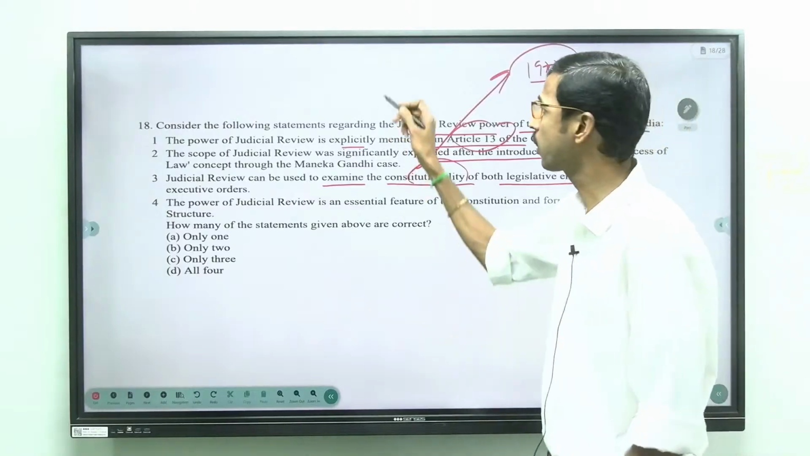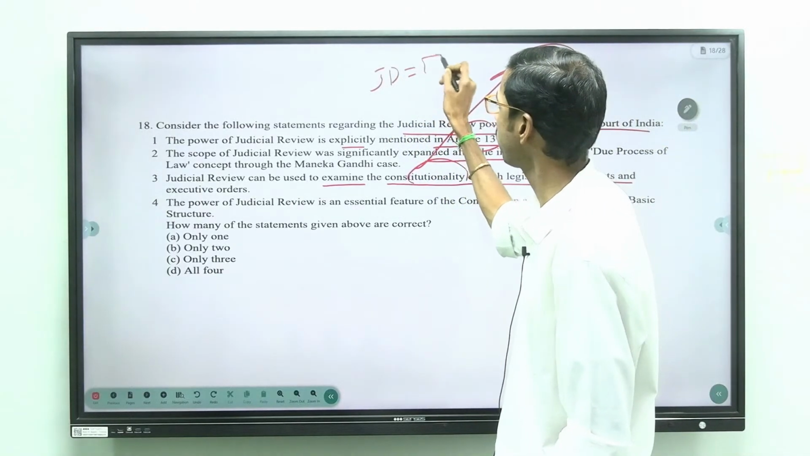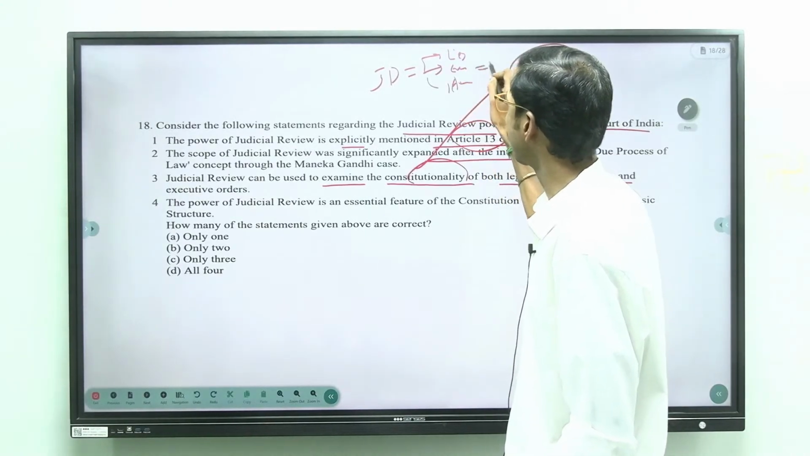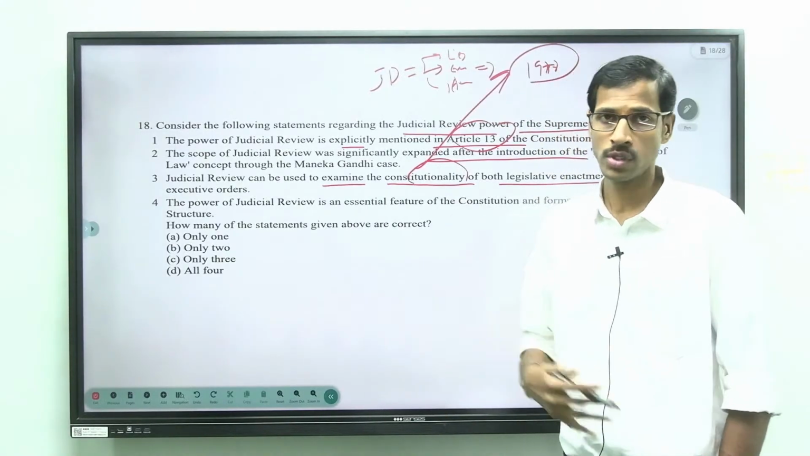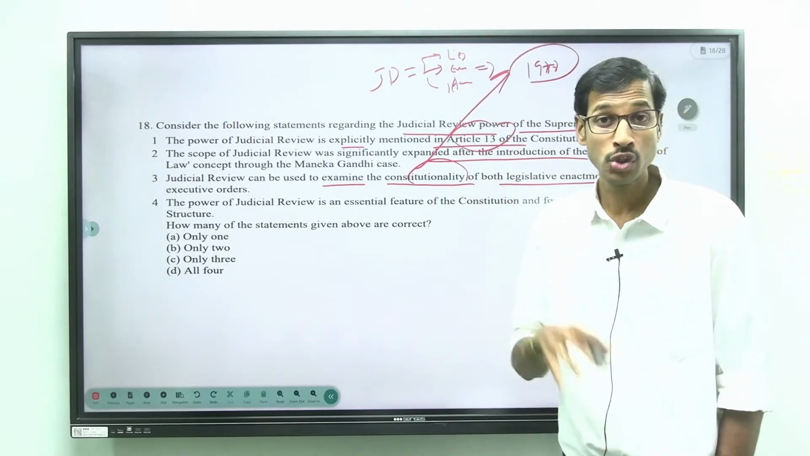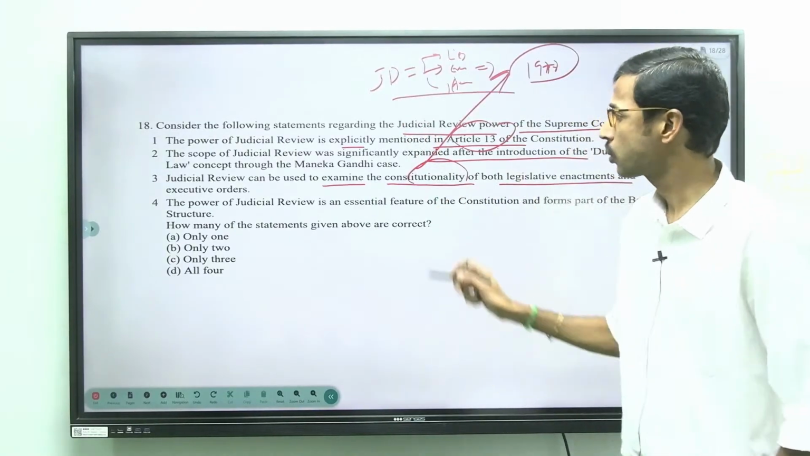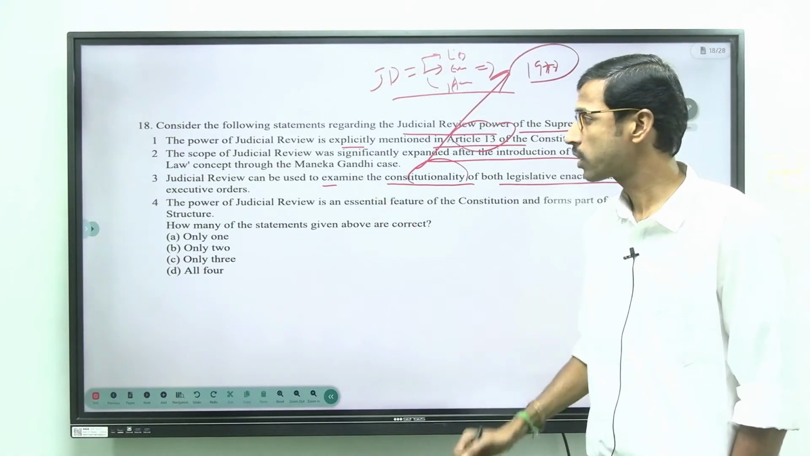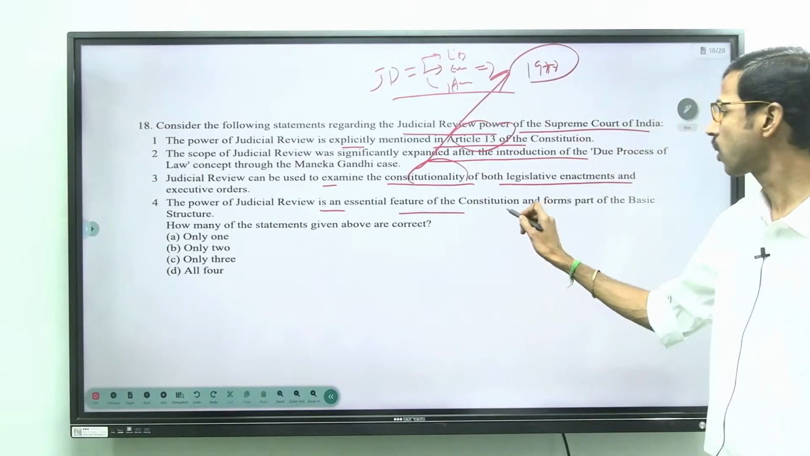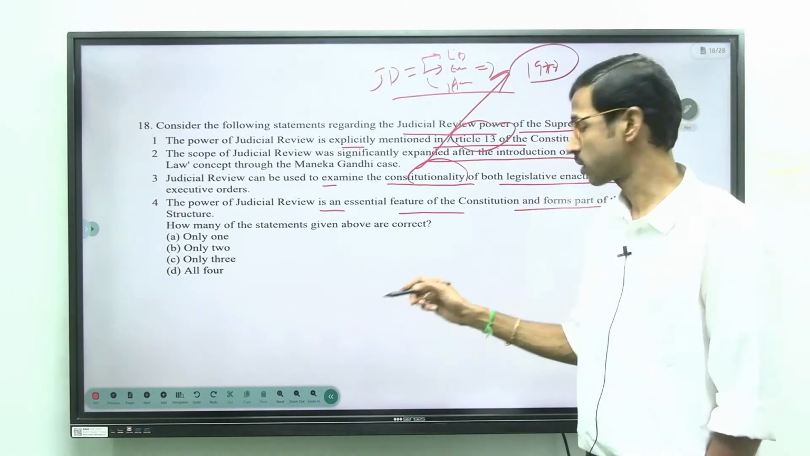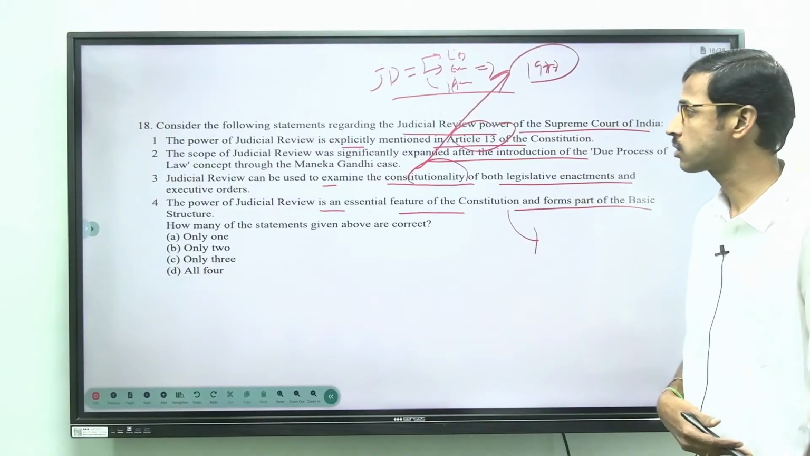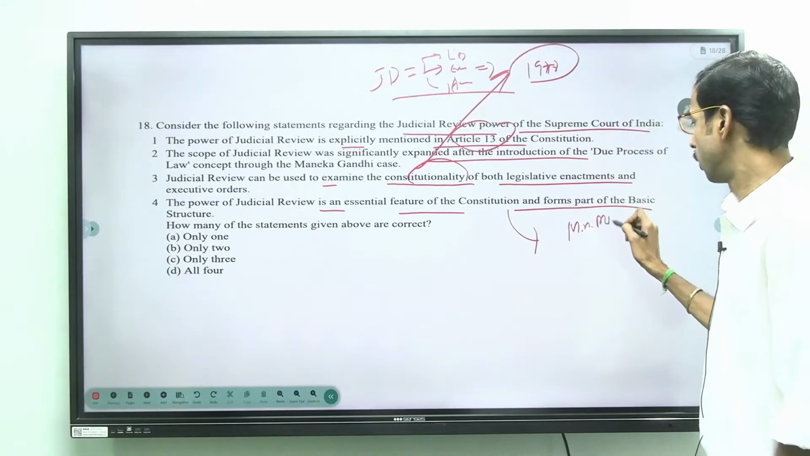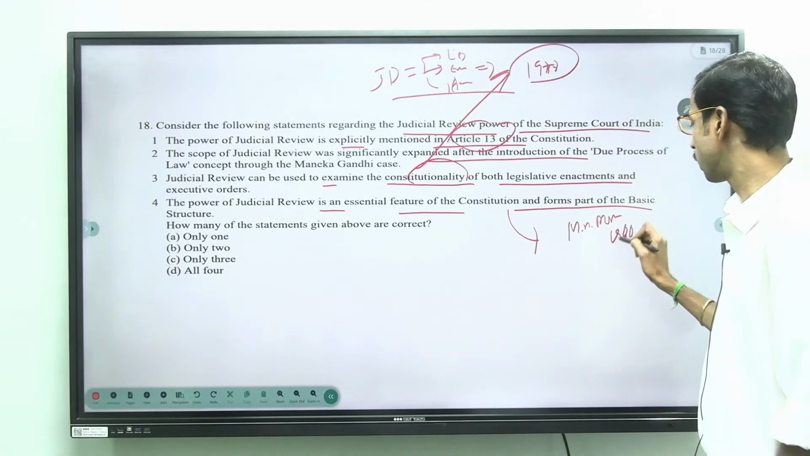What is judicial review here? Judicial review is when any actions of the legislative, executive or administrative are completely violating the constitutional provisions, then judicial intervention will be there, judicial review will be there. That is the concept here, right? So it can be used for the actions of the legislative and executive orders. Power of judicial review is an essential feature of the constitution and forms part of the basic structure. This we can say from the Maneka Gandhi case, and also the basic structure related thing, the Minerva Mills case, 1980, right? So that is also very important.